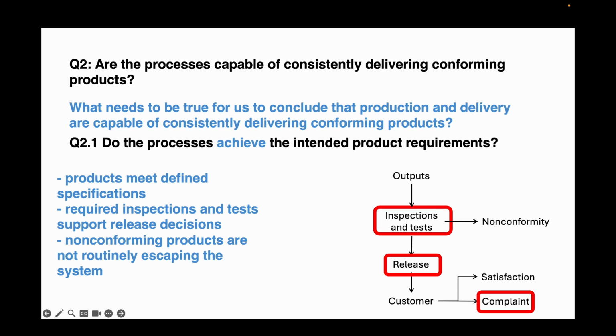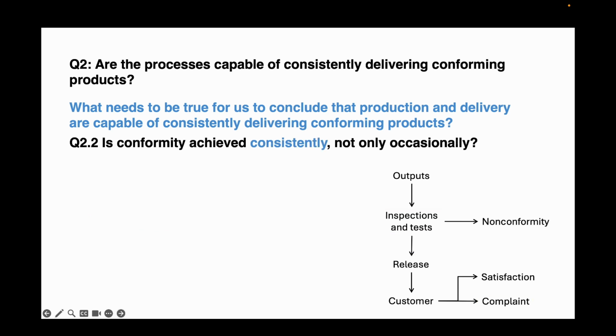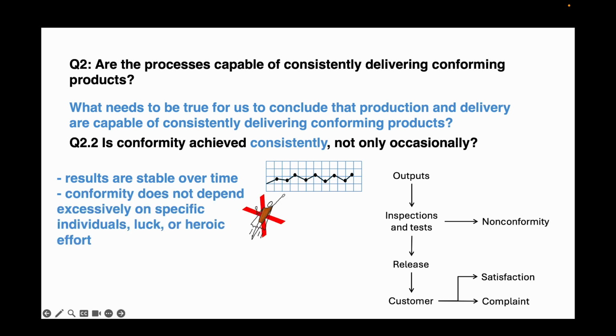Now, second question, is conformity achieved consistently, not only occasionally? So what needs to be true? Results are stable over time. Okay, so we need to check trends. Conformity does not depend excessively on specific individuals' luck or heroic effort. And process variation is under reasonable control.